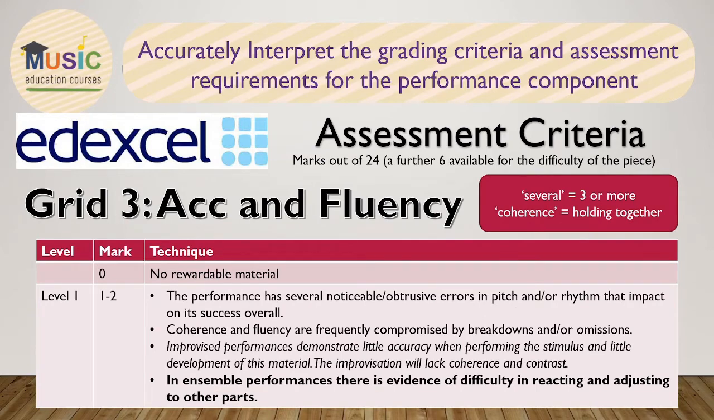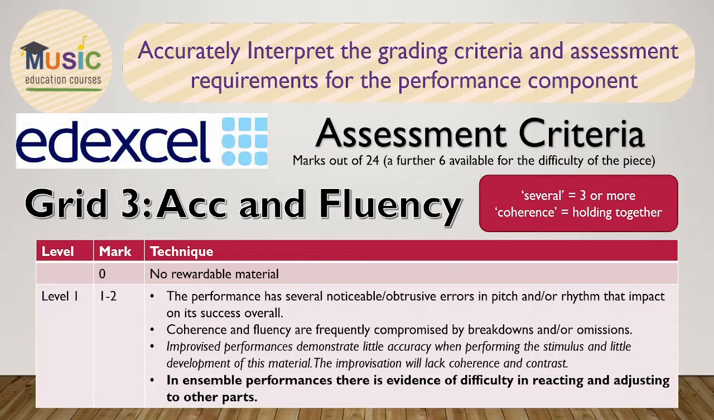Now, for the third grid, accuracy and fluency for level 1. So the most absolute basic. The performance has several, 3 or more, noticeable and obtrusive errors. So noticeable, clearly noticeable, even to someone who doesn't know anything about music. Basically, a complete breakdown of a performance. Errors in pitch and or rhythm that impact on its success overall, that make it an obviously less successful performance.